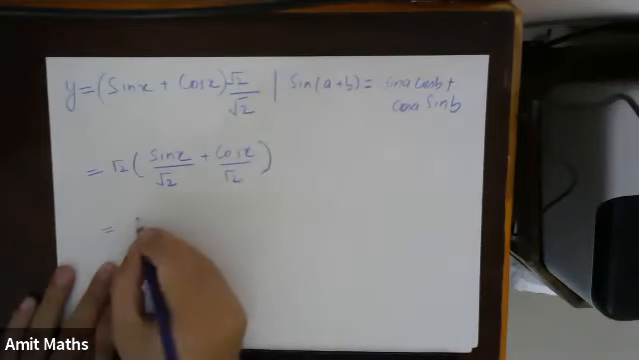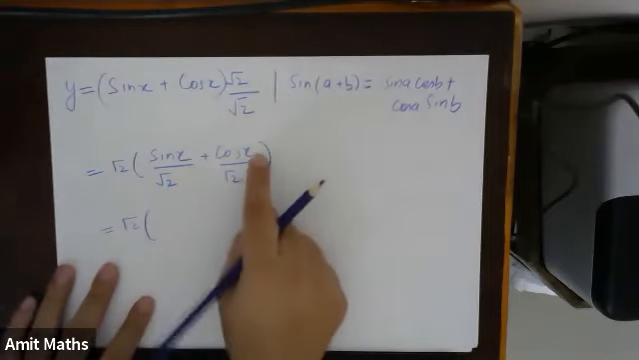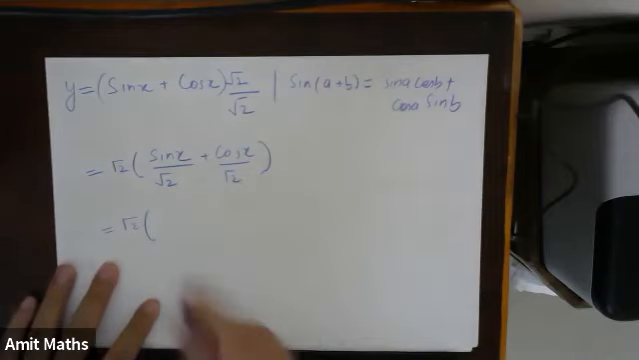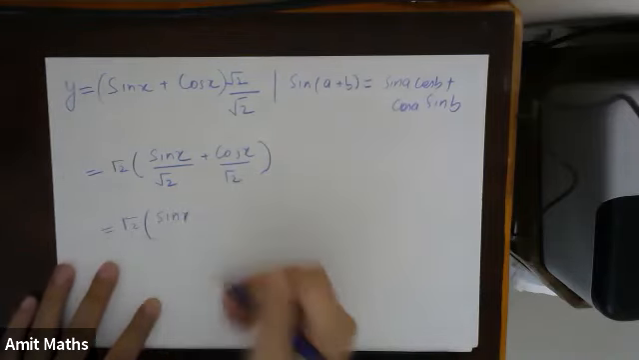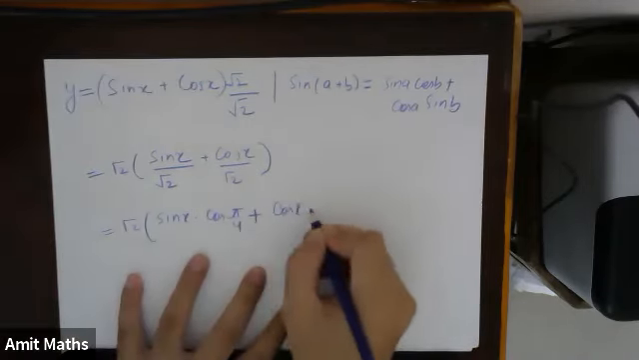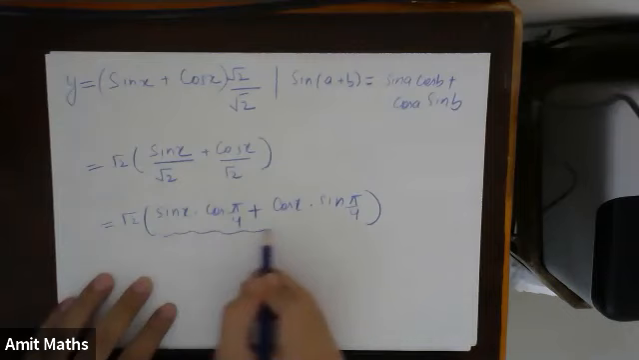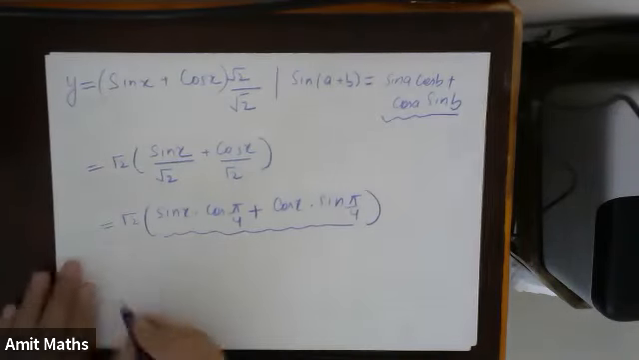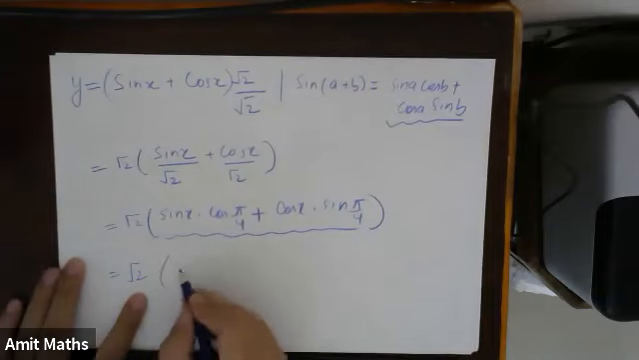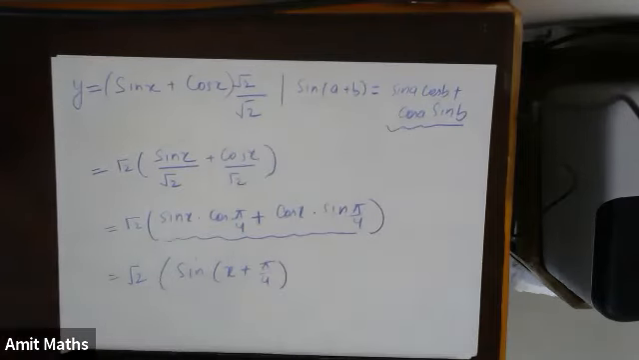Okay, this I can write as root 2 times... 1 by root 2 is what? 1 by root 2 is sine 45 and 1 by root 2 is also cos of 45. So I can write sine x into cos pi by 4 plus cos x into sine of pi by 4. If I look at this part, I can write this as root 2 into sine of x plus pi by 4. Understood? So this becomes root 2 into sine of x plus pi by 4.